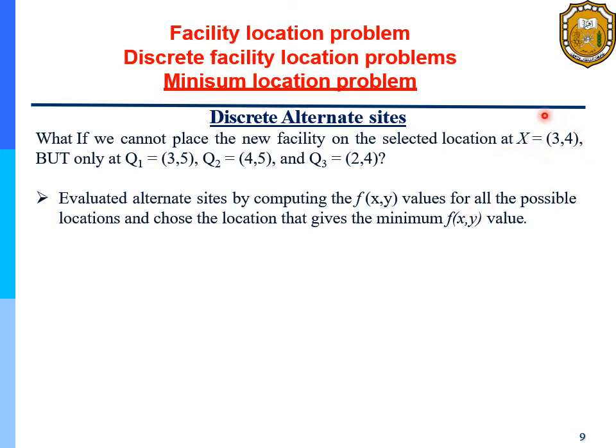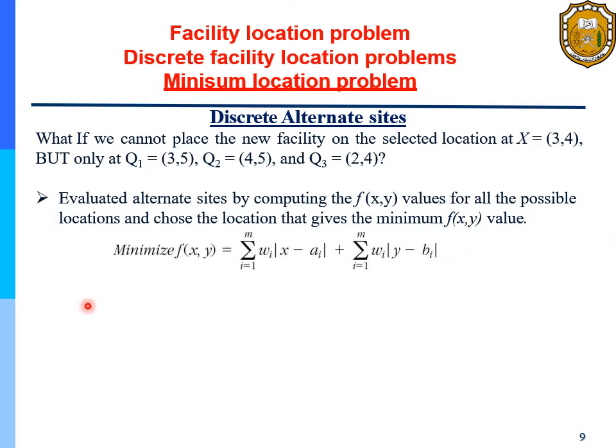Okay, this was the optimal x coordinate, but it is not possible to locate your new facility at this coordinate. But you are given these alternatives: either it will be at (3, 5), or (4, 5), or (2, 4). Which one is better? Which one should we locate this new facility at? Actually, what you need to do is calculate your objective function value using these 3 coordinates separately and identify which one has a minimum cost.